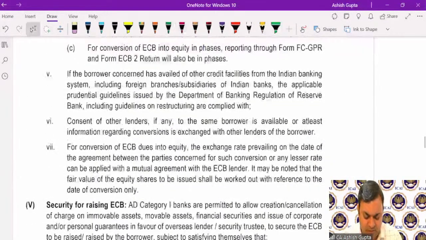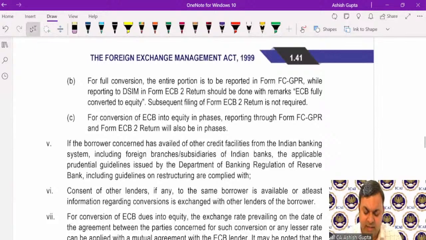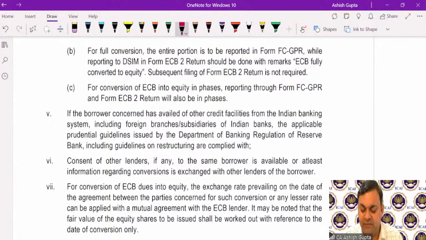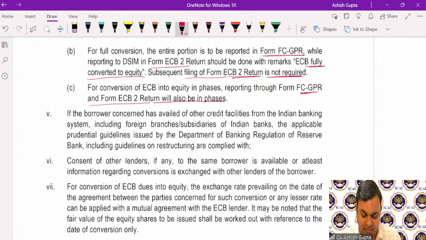For full conversion, the entire portion is to be reported in FCGPR. While reporting to DSIM in ECB2, the submission should be done with the remark ECB fully converted to equity. Subsequent filing of form ECB2 return is not required in that case. For conversion of ECB into equity in phases, reporting through form FCGPR and ECB2 will also be in phases.